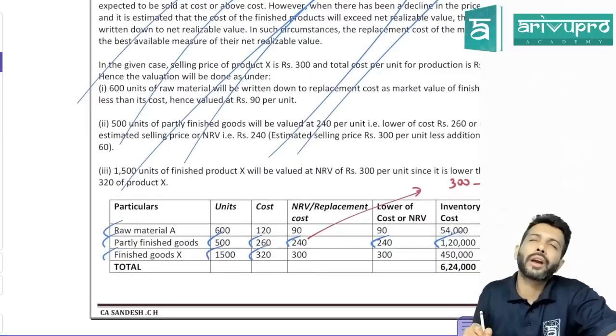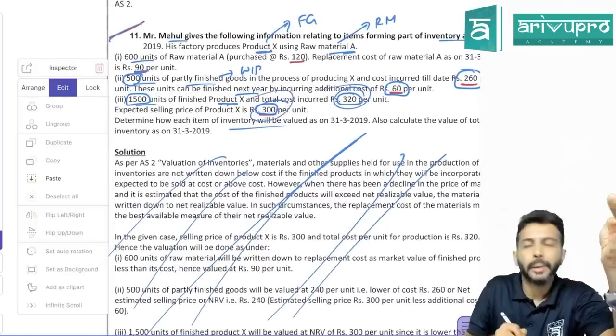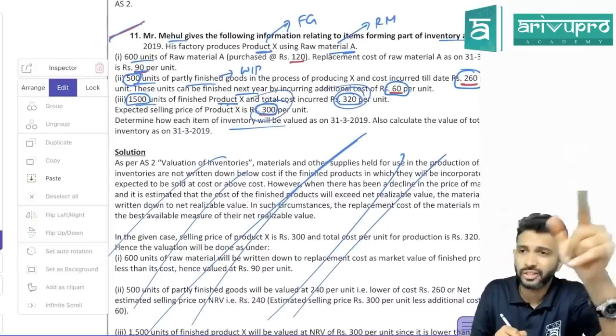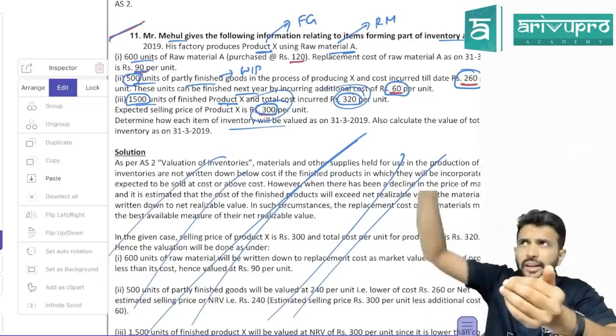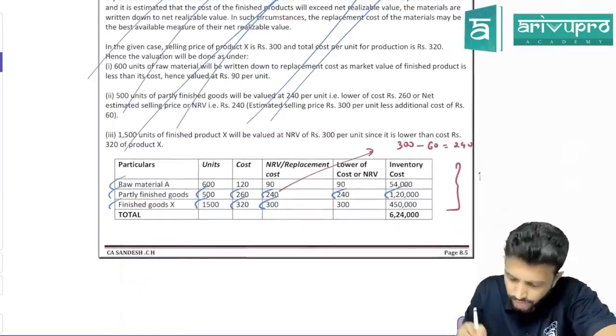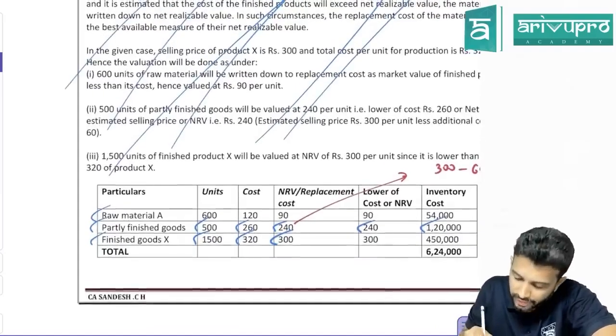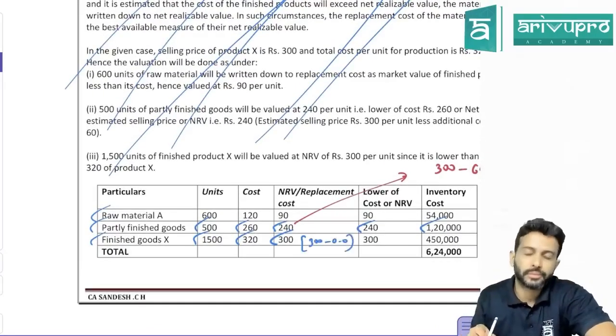So NRV. How do you get NRV? Expected selling price. How much will you sell finished goods for? 300. Minus selling cost. How much is selling cost? 0. Minus further completion cost. Finished goods is already completed. Will you incur any further completion cost? No. That means what is the NRV of finished goods? 300. 300 minus 0 minus 0. Correct? Okay. So which is lower?